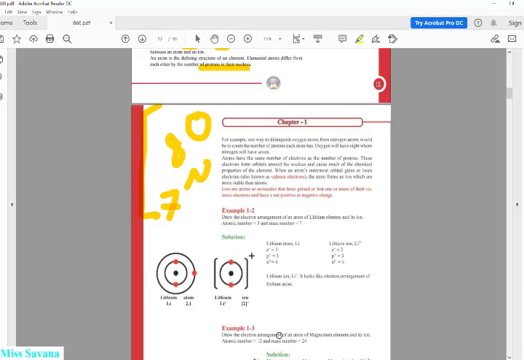The valence electron idea is: ions are atoms or molecules that have gained or lost one or more of their valence electrons and have a net positive or negative charge. This is what I mean by the valence electron.